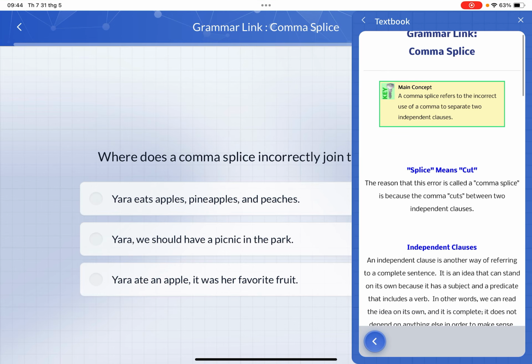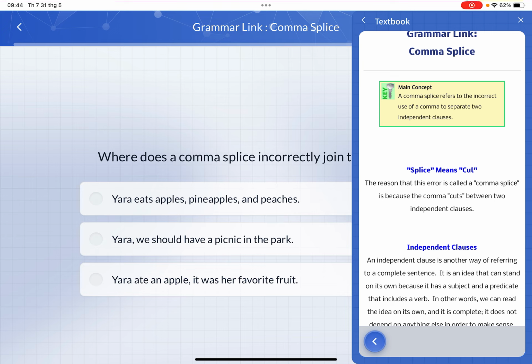Let's talk about comma splice. Now, a comma splice refers to the incorrect use of a comma to separate two independent clauses. Splice, as you know, means cut. The reason this error is called comma splice is because the comma is cut between two independent clauses.